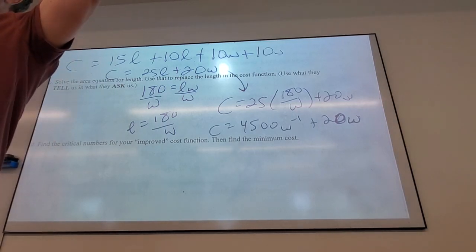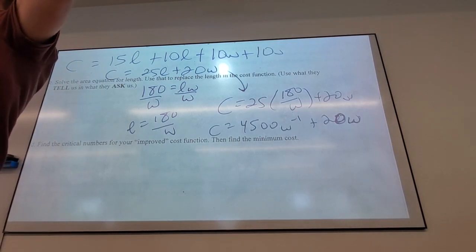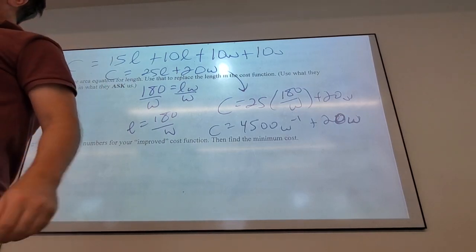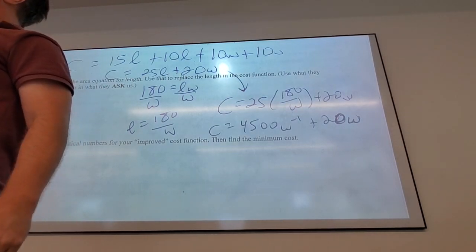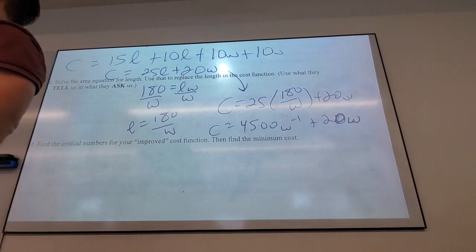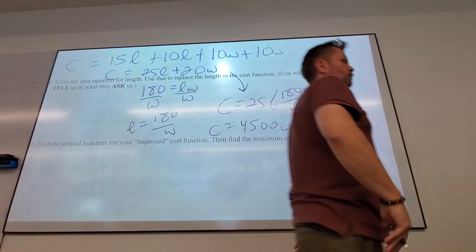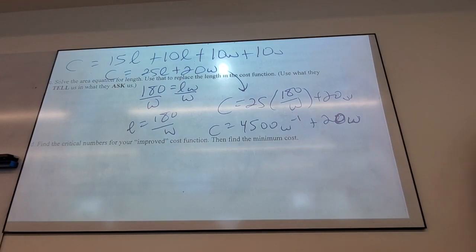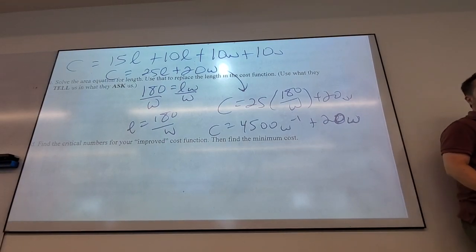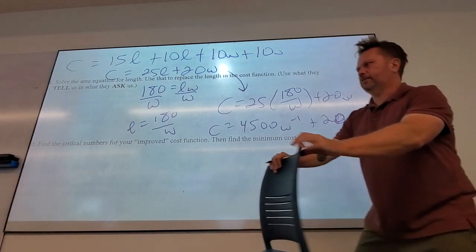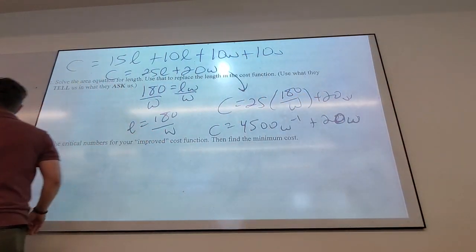Now I can attack it with calculus. And again, this is an optimization problem. Now I'm going to take a derivative with respect to W, because that's what I can change. I can change the width, and if I change the width, the cost is going to change. You guys agree? Can't put that there. Here.